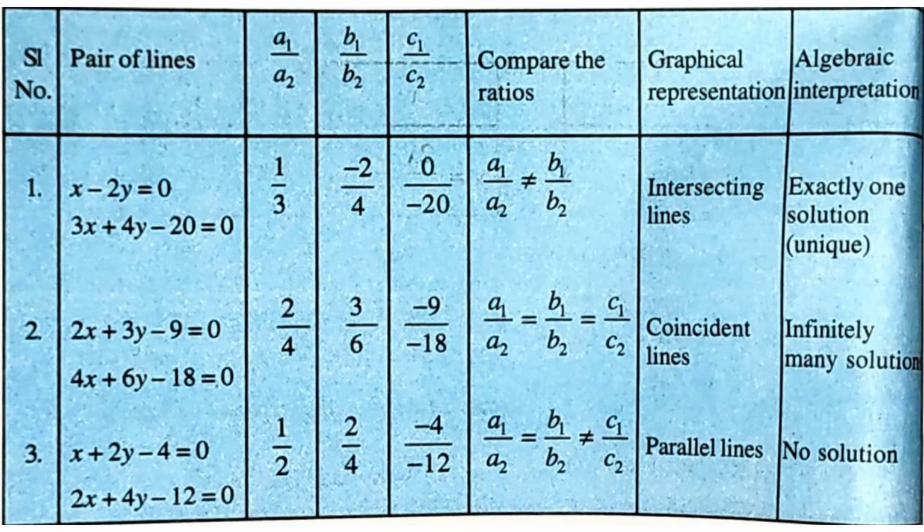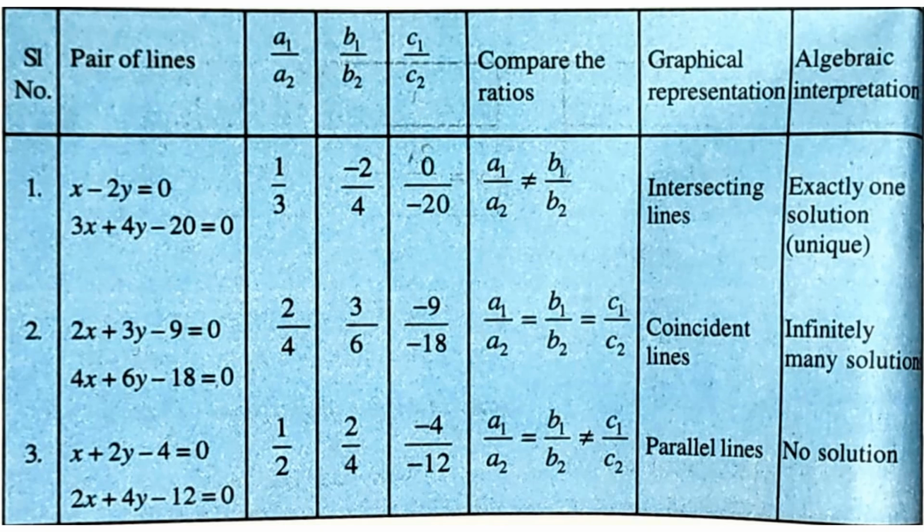In this case, a1/a2 is not equal to b1/b2. So both lines would be different and they would be intersecting at one point. So there will be exactly one unique solution. So for a unique solution, the condition is a1/a2 should not be equal to b1/b2. And the lines are said to be consistent. The system is said to be consistent.